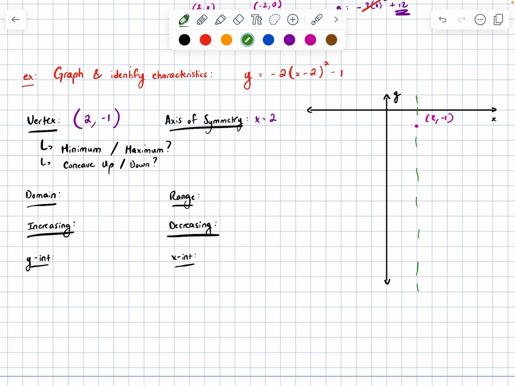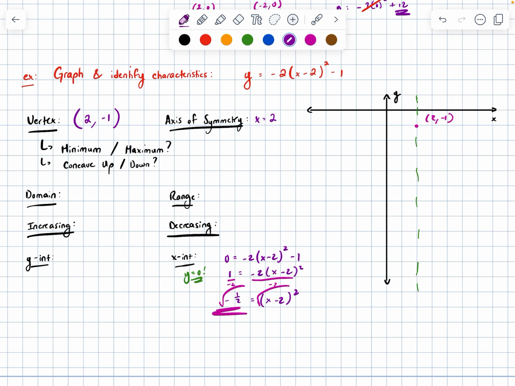From here, I need to find some other stuff. Let me start with the x-intercepts. So to find the x-intercepts, right, I'm going to plug in 0 for y and solve for x. So 0 is going to be equal to -2 times the quantity x minus 2 squared minus 1. Adding 1 to both sides, 1 is going to be equal to -2 times the quantity x minus 2 squared. And then I'll divide both sides by that -2 to get -1/2 is equal to my square.